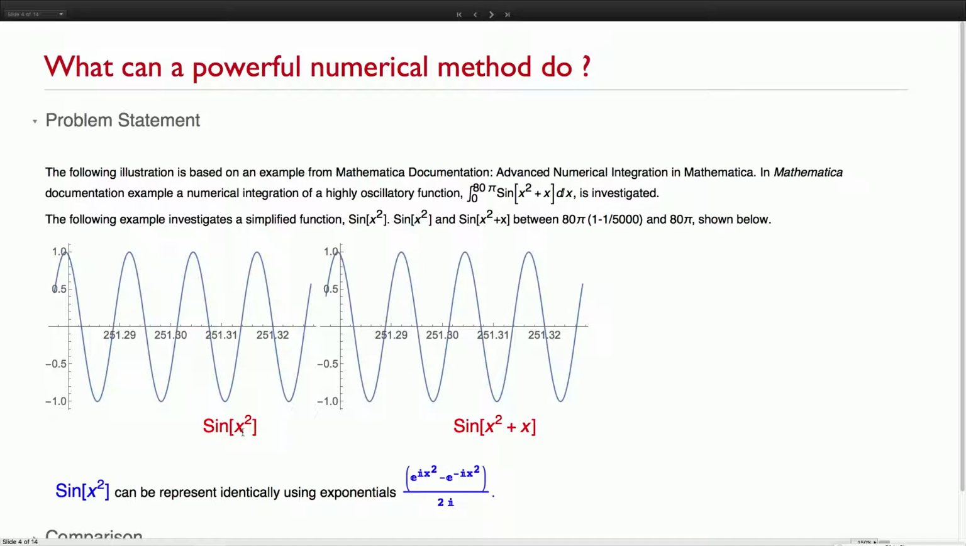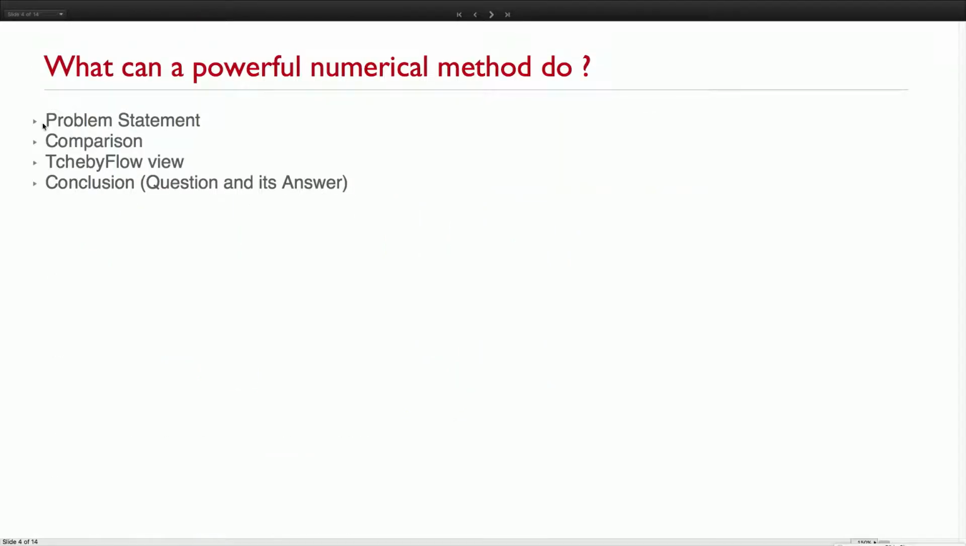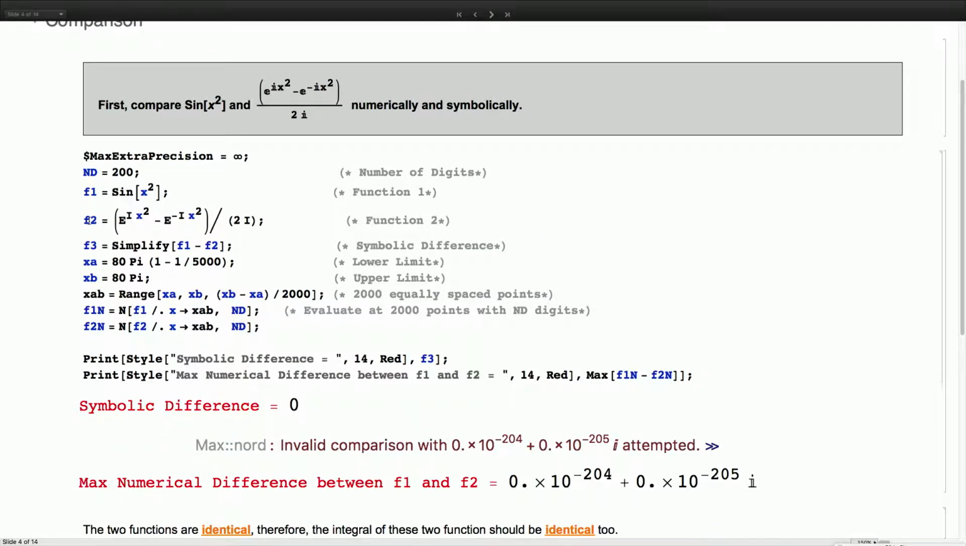Just to show you that sine x squared and sine x squared plus x are almost identical when you are reaching the end of the domain. So they are really close functions. And as I said, we choose this way of doing this problem because we want to represent this function in two different ways. And I'm just going to show you that the two functions are really identical.